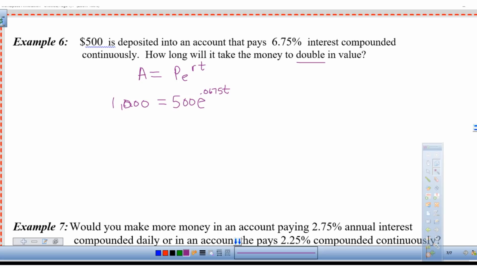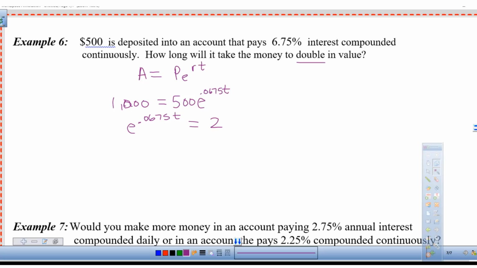The second I look at that, I know I'm going to have to convert it because my variable is stuck in the exponent. Should I convert it right now? What do I do? Divide by 500. So I have e to the 0.0675t is equal to 1,000 divided by 500, which is 2. Are we stuck? And what's the answer?